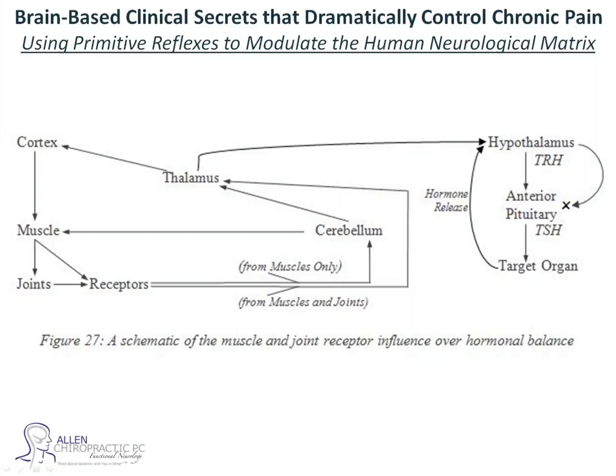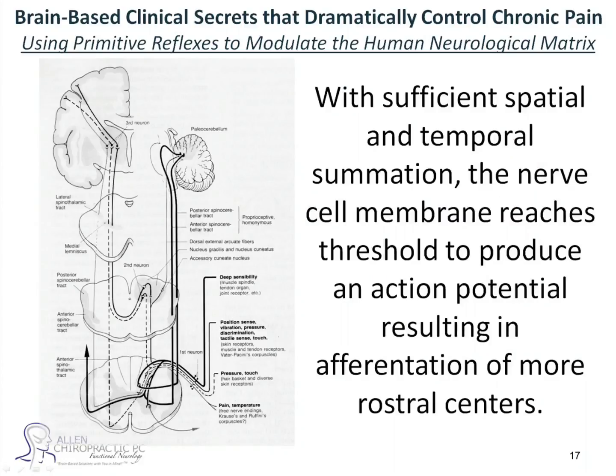To the left side here, receptors stimulate the cortex, and that's done right away, almost instantly. So we can influence the cortex, the thalamus, and the cerebellum to control the muscles differently by changing the receptor afferentation. With sufficient spatial and temporal summation, the nerve cell membrane reaches threshold to produce action potentials, resulting in afferentation of more rostral centers. And that's very important because it all comes down to sufficient spatial and temporal summation and afferentation to more rostral centers.